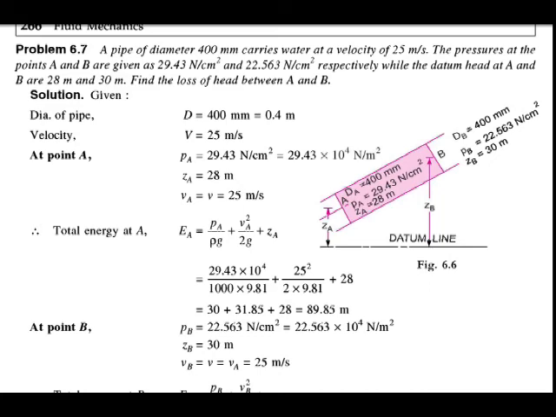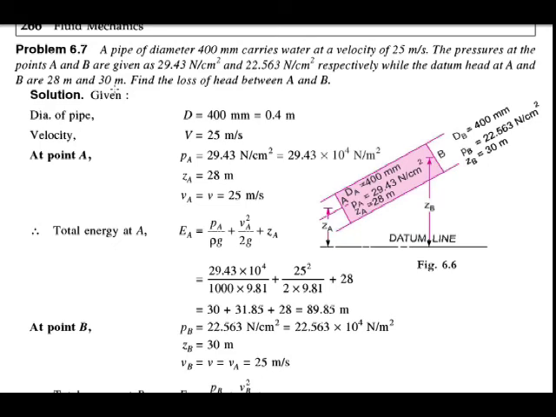A pipe of diameter 400 mm carries water at a velocity of 25 meter per second. The pressures at the points A and B are given as 29.43 Newton per centimeter square and 22.563 Newton per centimeter square respectively, while the datum heads at A and B are 28 and 30 meter. Find the loss of head between A and B.